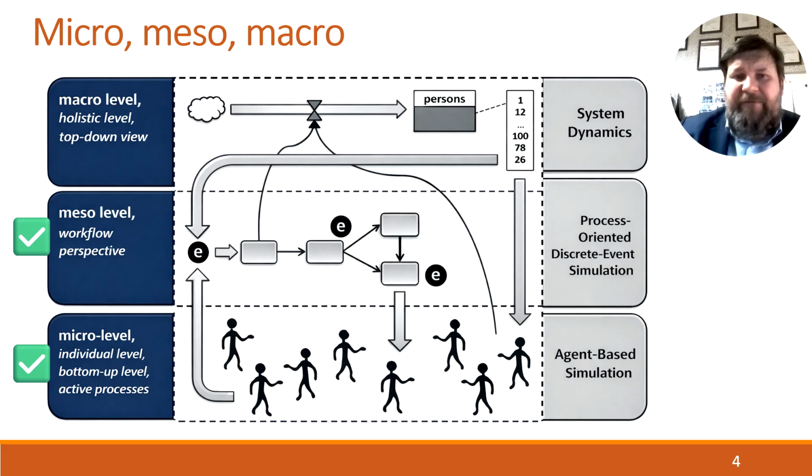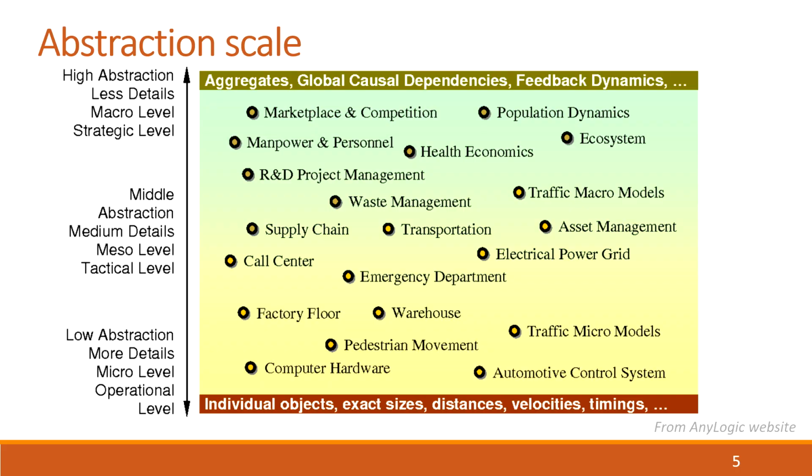In the middle we have the mesoscopic level which focuses on processes and workflows. This level represents how entities move through activities and resources, which corresponds to discrete-event simulation. And finally, at the bottom, we see the microscopic level, where individual entities act autonomously and interact with each other. This bottom-up perspective is the foundation for agent-based simulation. To be honest, I like this picture very much. It has been adopted from the AnyLogic website, so you could easily find it on the internet.